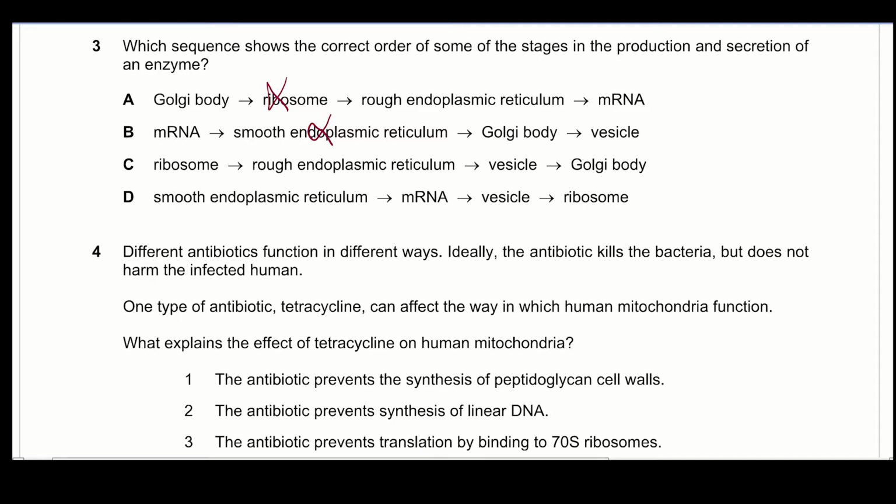C. mRNA, ribosome, rough endoplasmic reticulum, vesicle, and Golgi body. This order seems to be correct because the polypeptide is synthesized in the ribosome, it's smoothed through the rough endoplasmic reticulum, and then packaged into a vesicle, which then goes to the Golgi body to be modified and packaged. So the answer is going to be C.